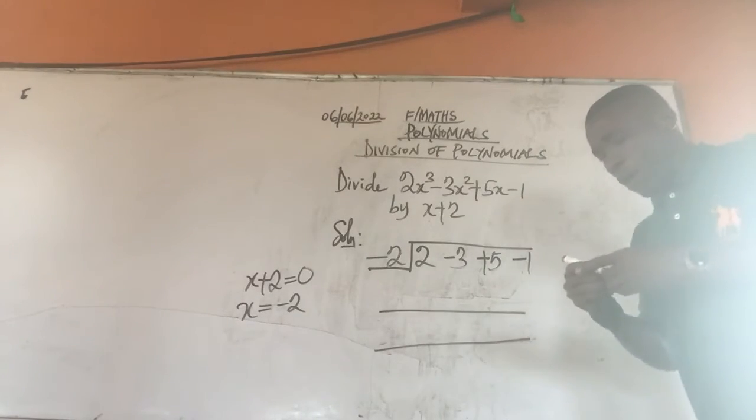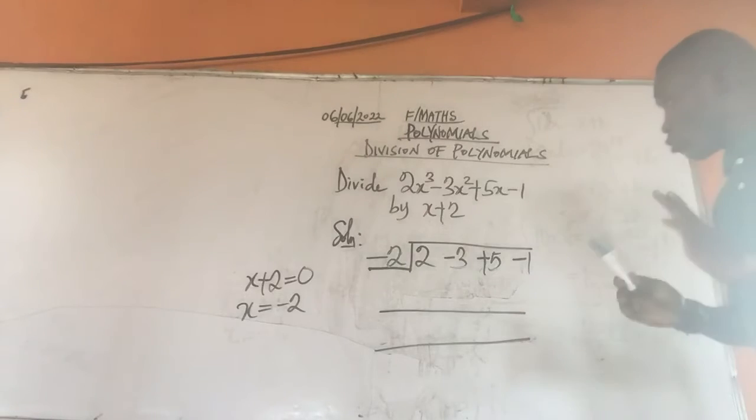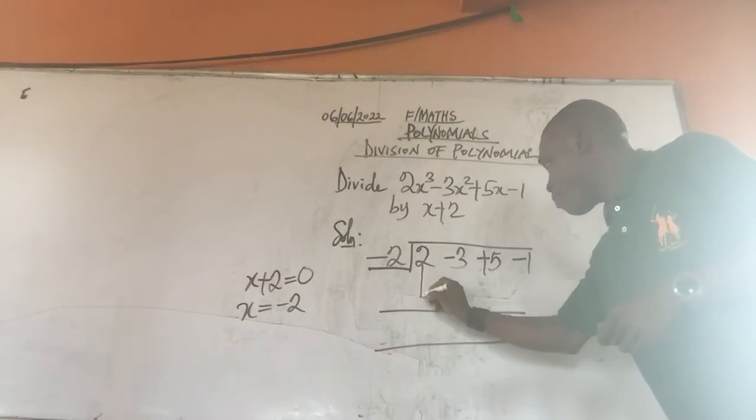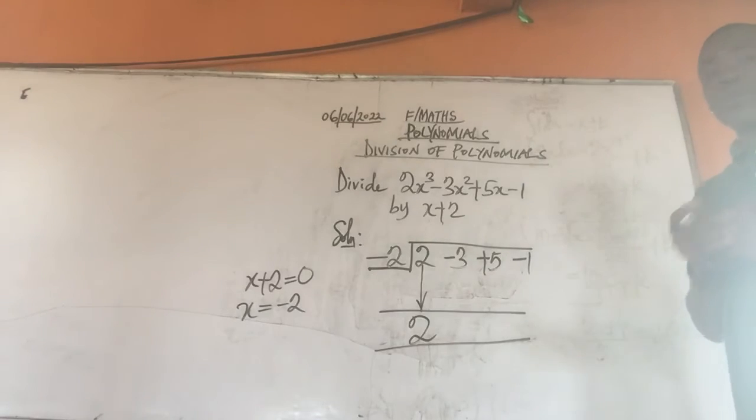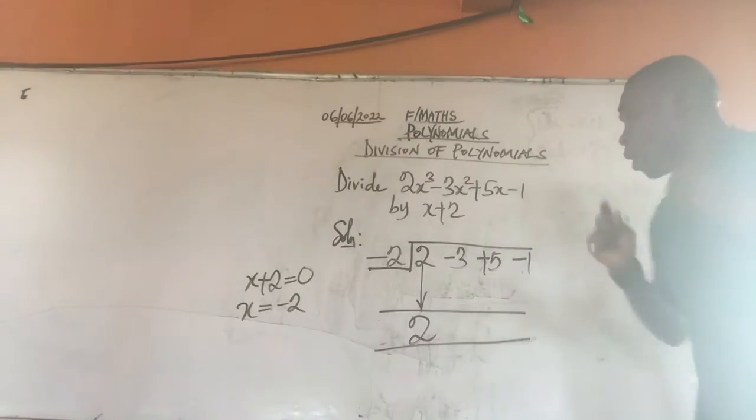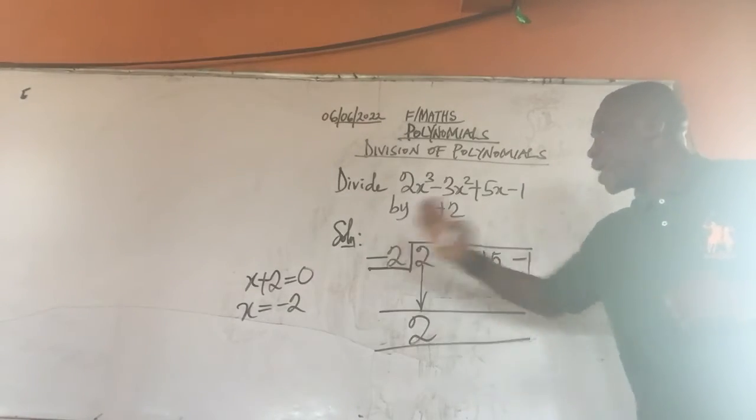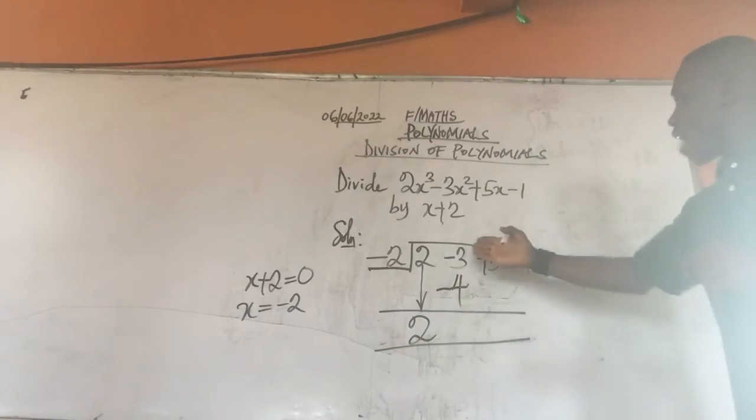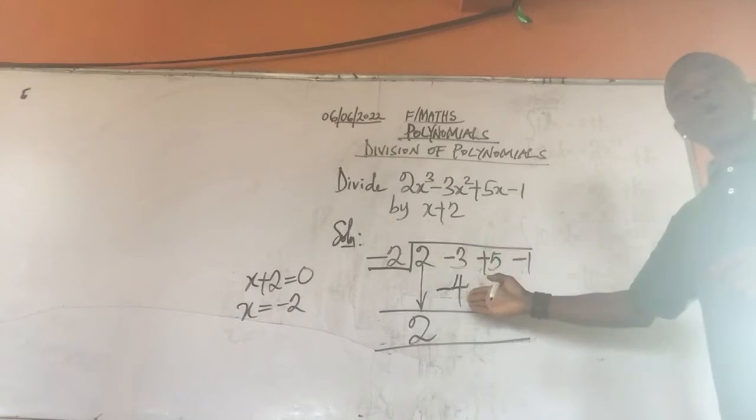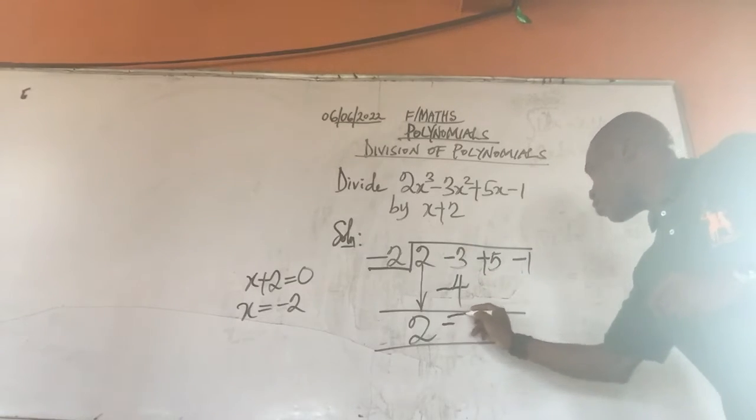The first number we have in our dividend is what we are going to repeat by bringing it down. Here is the first number, which is 2. What happens to this 2? We multiply this 2 by the minus 2 that is here. That will give us minus 4. Having gotten this and this, you sum up. That will give minus 7.